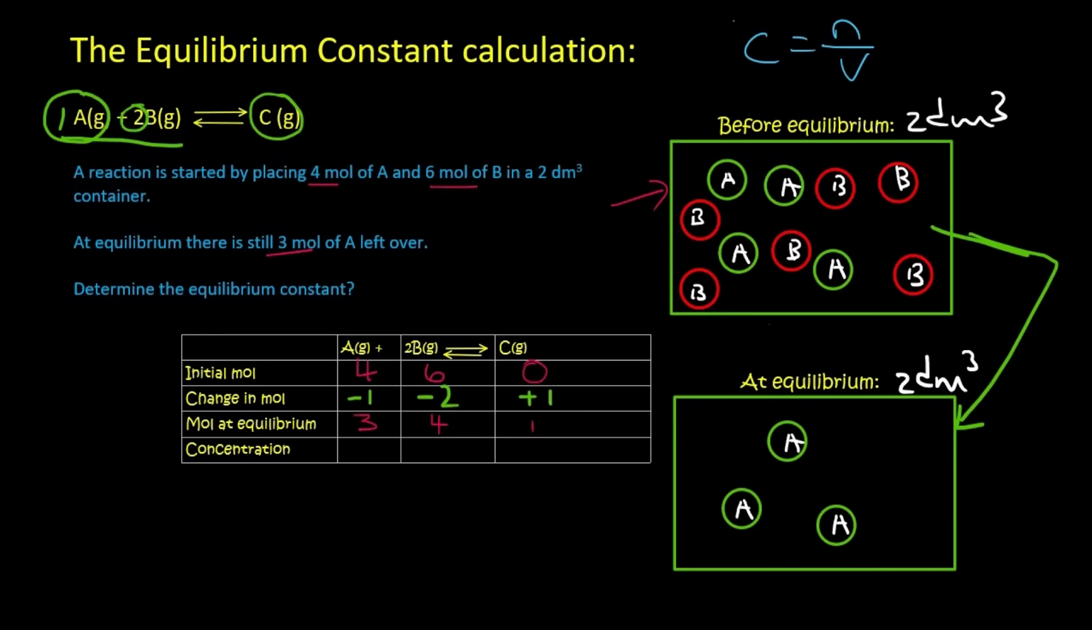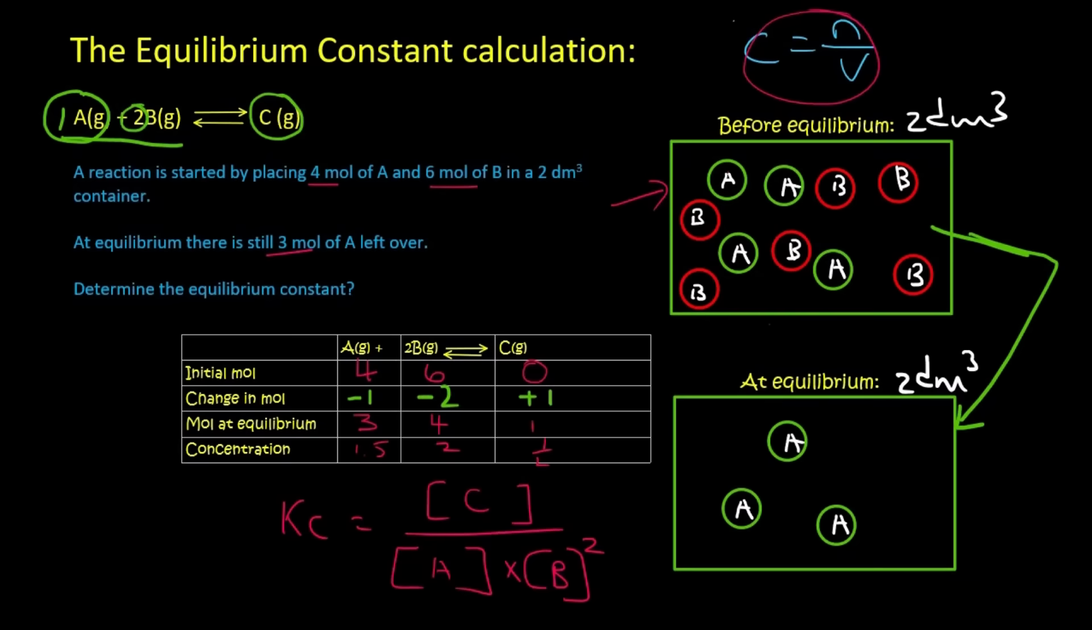We then get the concentration. And remember that C is equal to n over V. So that's going to be 1.5 for this one, and then that gave us 2, and then this one is a half. Then we can do Kc, which is equal to the concentration of the products, which is C, divided by the concentration of the reactants, which is A, multiplied by B squared. The reason there's a square is because there's 2 over there.